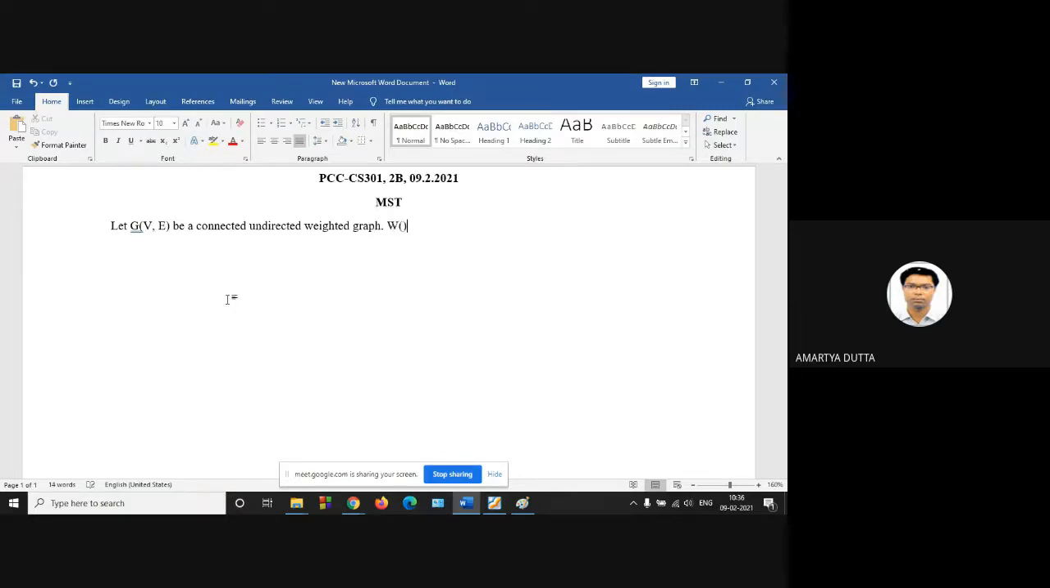W of UV, let this be a small w. W of UV denotes the cost or weight to connect the vertices U and V.